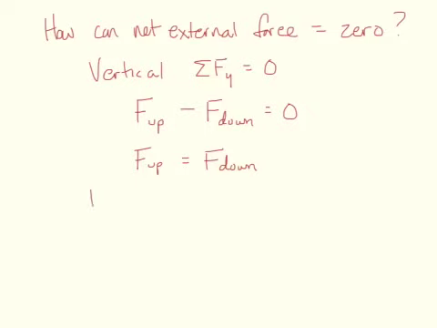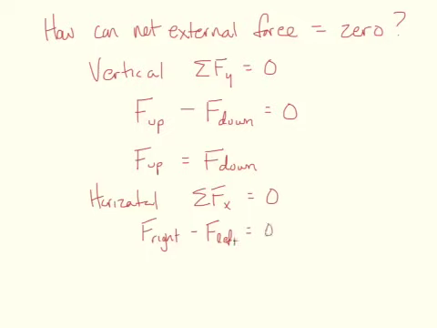Now we can also have forces in the horizontal direction. And if we have forces in the horizontal direction, then we're looking for net force in the x direction to equal zero. And for the net force in the x direction to equal zero, the forces to the right minus the forces to the left have to equal zero. Or another way of saying that is the forces to the right have to equal the forces to the left. So think of this like tug of war. If both teams are pulling with exactly the same force, then we end up with no movement, because we would say that the rope they're both pulling on is in equilibrium.